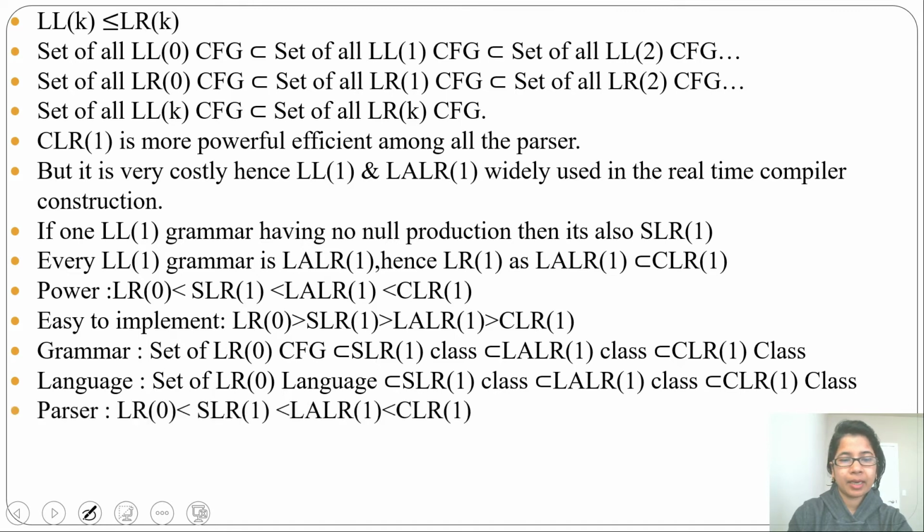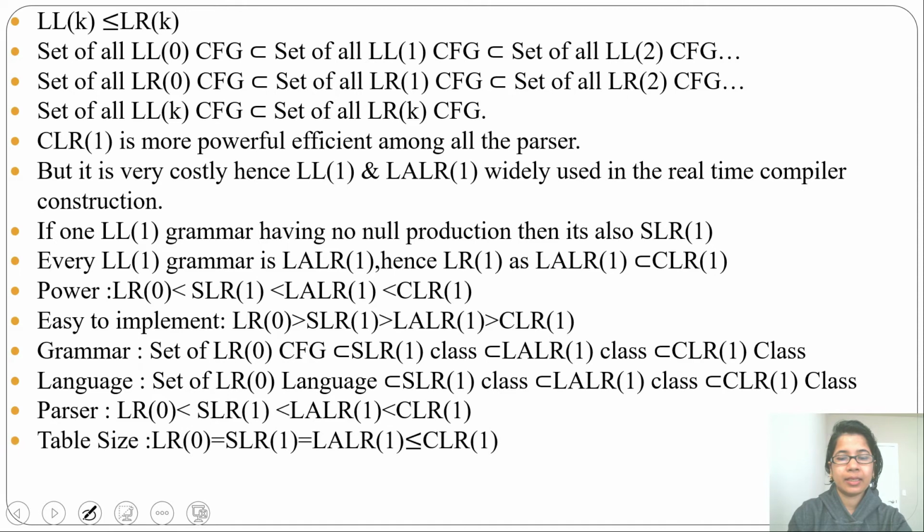Next, parser. LR0 parser is less than SLR1 parser, SLR1 parser is less than LALR1 parser, and that is less than CLR1 parser. Then table size, this is important. LR0 table size is the same as SLR1 table size, which is the same as LALR1 table size. CLR1 table size is more than all these. Here table size means number of rows and number of columns.